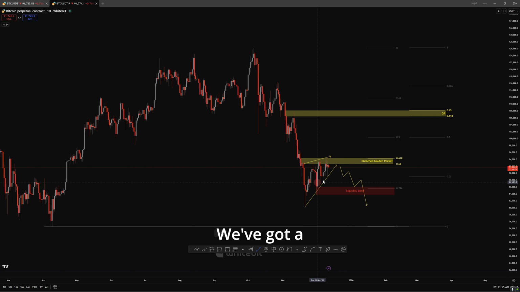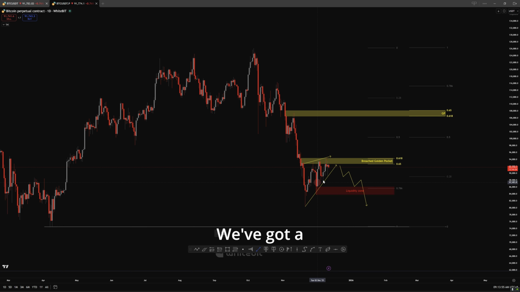So if price cannot break above that resistance and invalidate the falling wedge, it will not be able to hit the target of 100k. A lot of people think that's possible, but the only way for that to be possible is if we have news, or if there's an individual that pushes the market to break above the breached golden pocket.